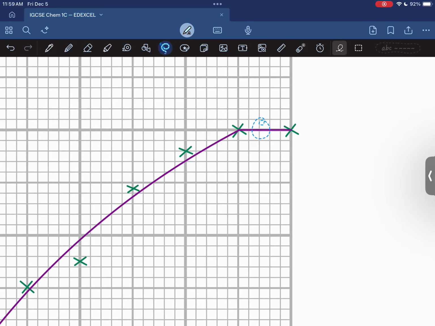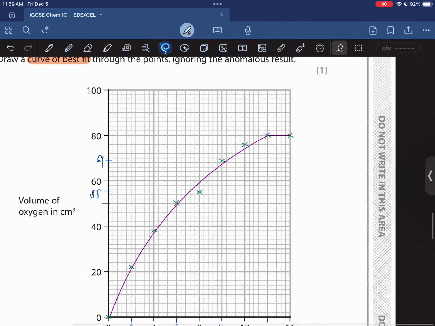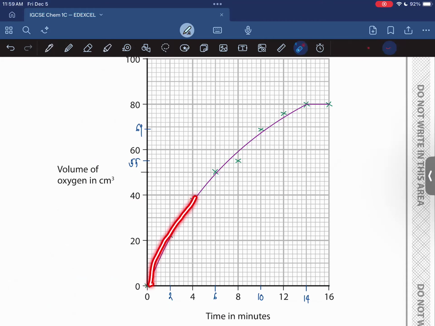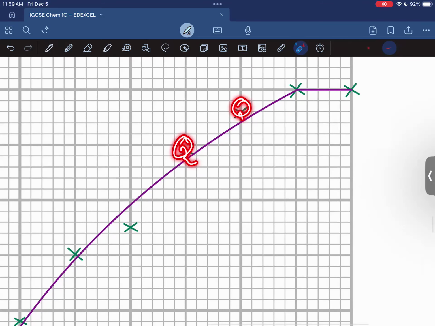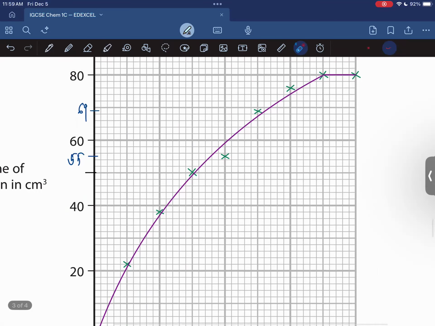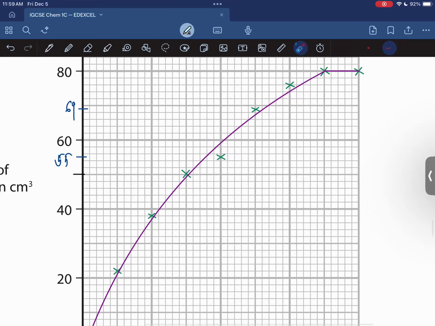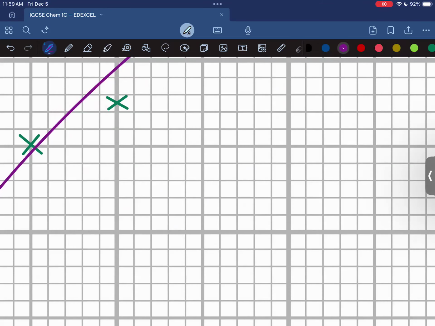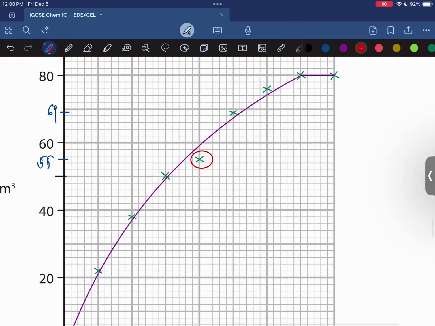Since I'm drawing using this digital apparatus, it should touch these points, right? And if it doesn't touch these points fully, it is okay, because these points are close to this line. So you basically need to draw a line of best fit. You have to ensure that it touches approximately most of the points, right? And this is the line of best fit, and this is going to be our anomalous result. So circle this. Anomalous result, okay.